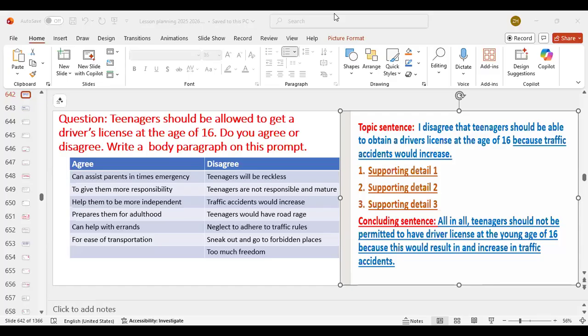Meaning responsibility and independence plays a huge part in getting your driver's license. It can also be a convenience to parents by helping them with errands like emergencies when the parents cannot get there themselves. All in all, I think teenagers should be able to get a permit at the age of 16 because it plays a huge role in responsibility.